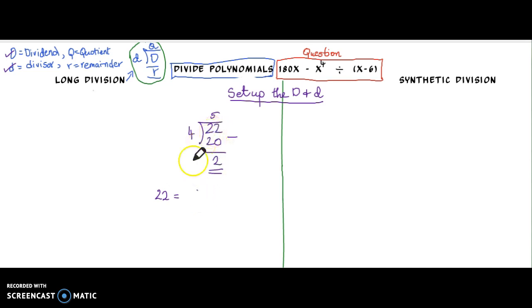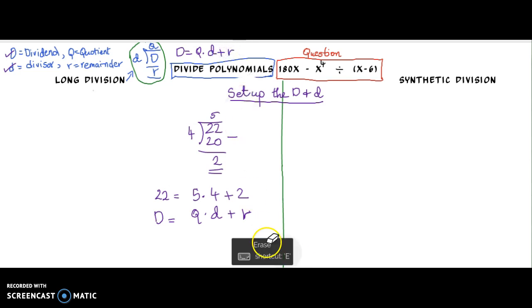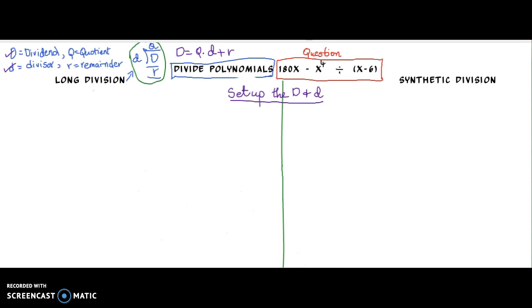So we can write the dividend 22 as 5 times 4 plus 2, alright? So the dividend is actually the quotient times the divisor plus the remainder. So this is how you can get the dividend. I'm going to write that over here. The dividend is equal to quotient times divisor plus remainder. Okay, so having said that, let's talk about long division.